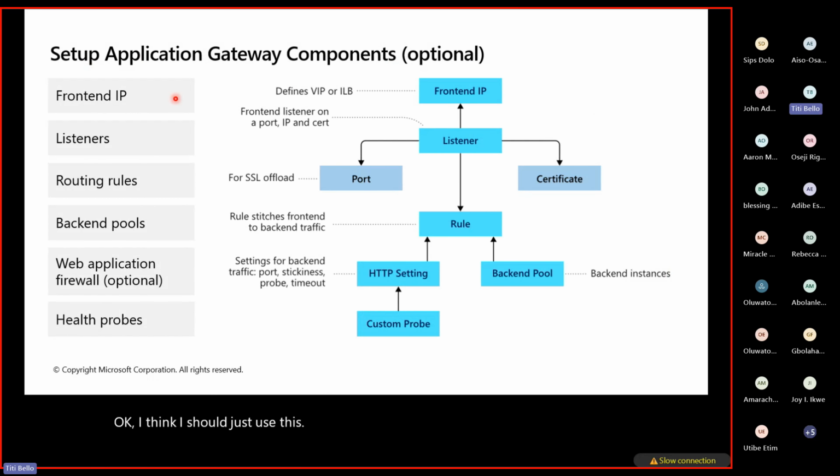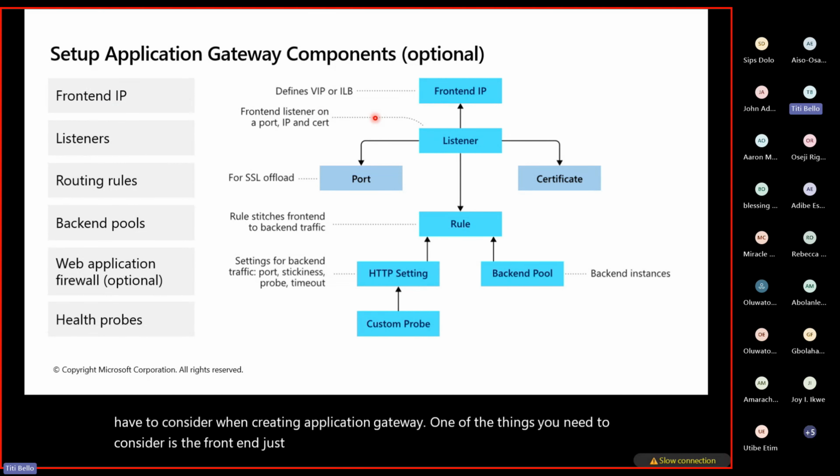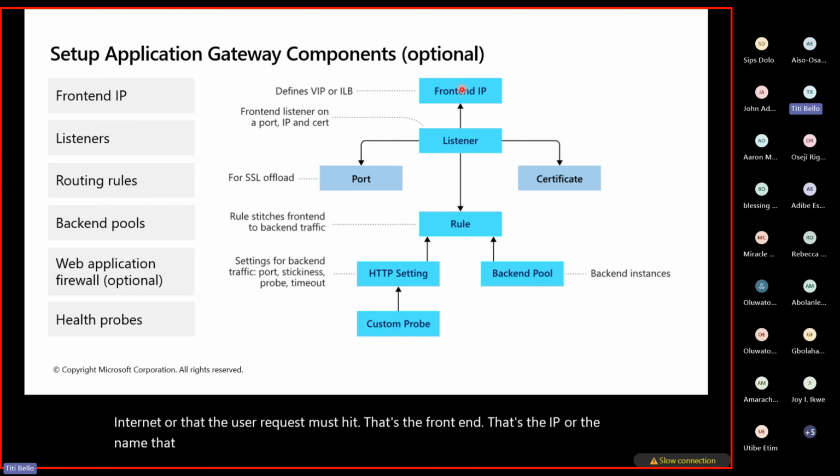Now, when we are setting up application gateway, there are a few things you have to consider. When creating an application gateway, one of the things to consider is the front end. Just like we did with the standard load balancer, you need a front end. A front end is the IP address of the load balancer that is facing the internet, or that the user request must hit. That's the IP or the name that users know they are trying to query.